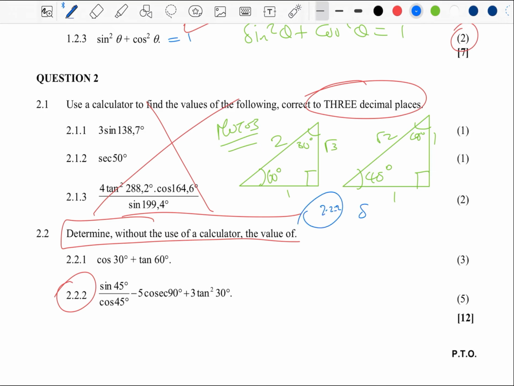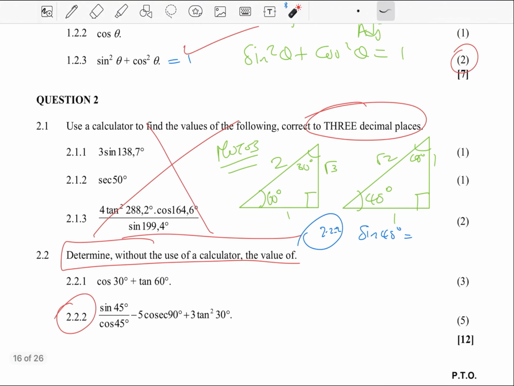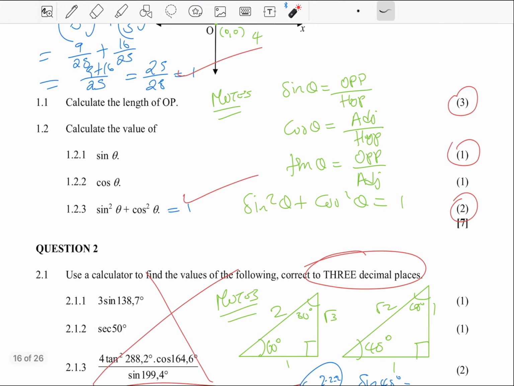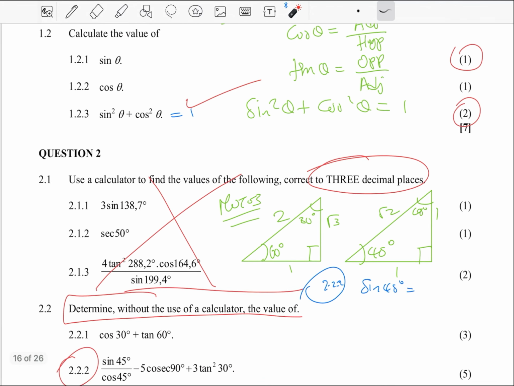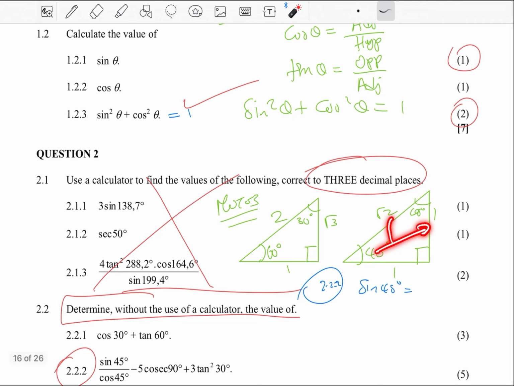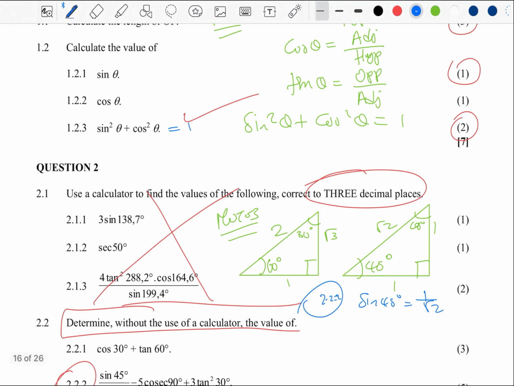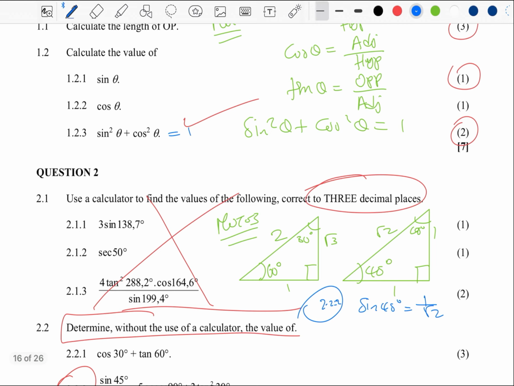Okay, you've got sine 45 degrees, and again, sine theta is opposite over hypotenuse. So look at 45, it's opposite over hypotenuse. Okay, so it's 1 over root 2. And if you use your calculator, it's going to be root 2 over 2. Sorry, not root 2 over 2 squared. Wow, yeah, it's going to be root 2 over 2.